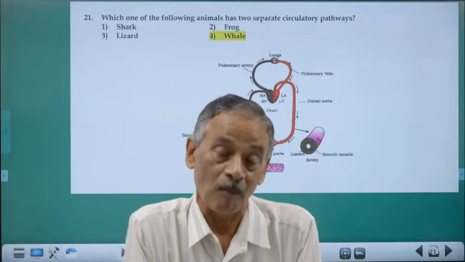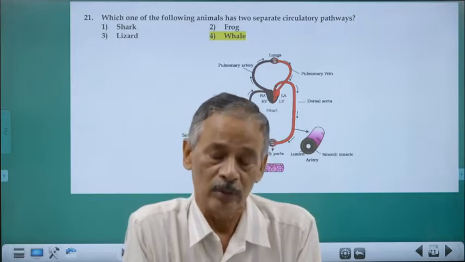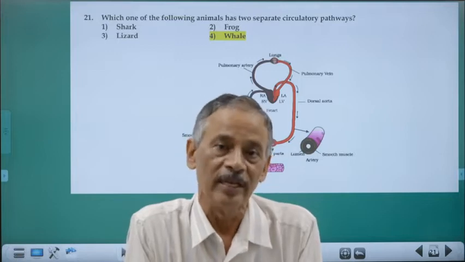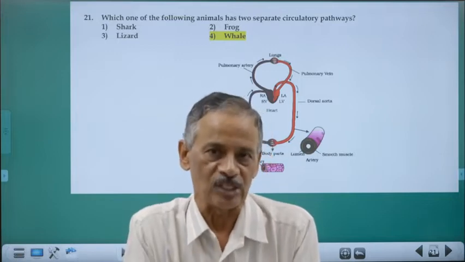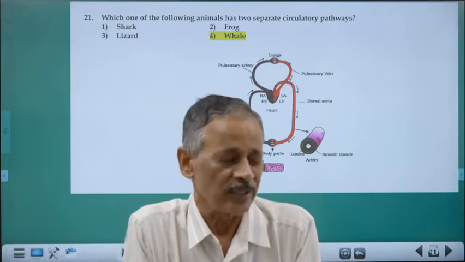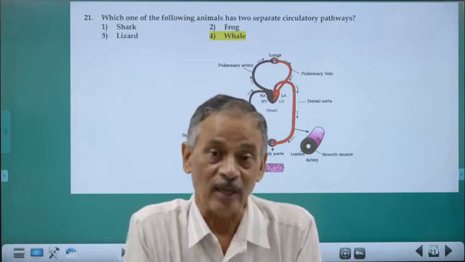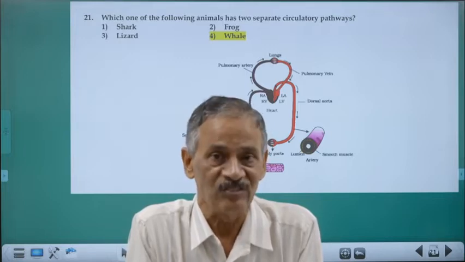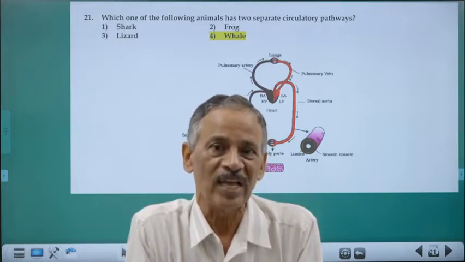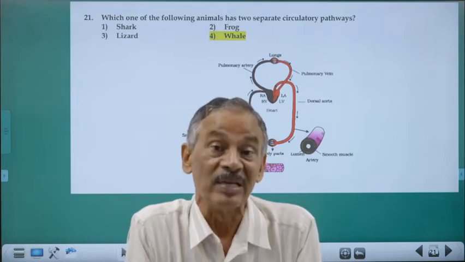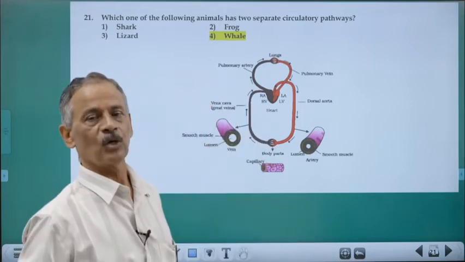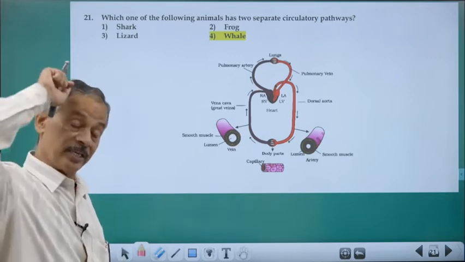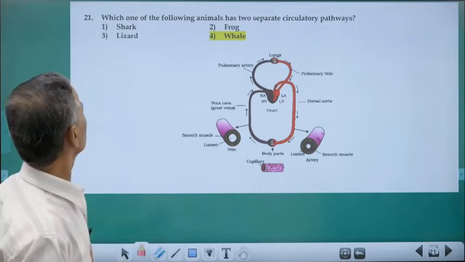Crocodiles have completely separated ventricles, but they still don't have a complete double circulation because the pulmonary artery and aorta are connected by a small opening called foramen of Panizza. Because of that, some degree of mixing of blood is taking place. So, in reptiles, incomplete double circulation, even in crocodiles.